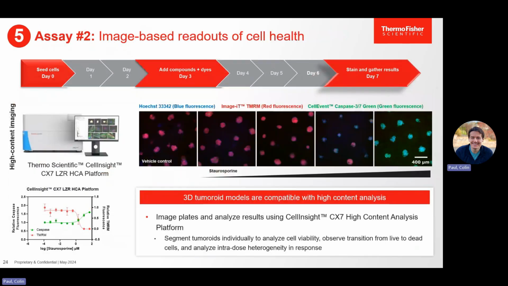This type of approach, when combined with high content analysis on platforms such as the Cell Insight CX7, shows really clear distinction between live and dead cells when the dose of the compound is changed. So you can see these multicellular tumoroids changing from red to green on the images here as staurosporine concentration increases and apoptosis occurs. Additionally, imaging reveals heterogeneity in drug response, with both live and dead cells observed at intermediate drug concentrations.